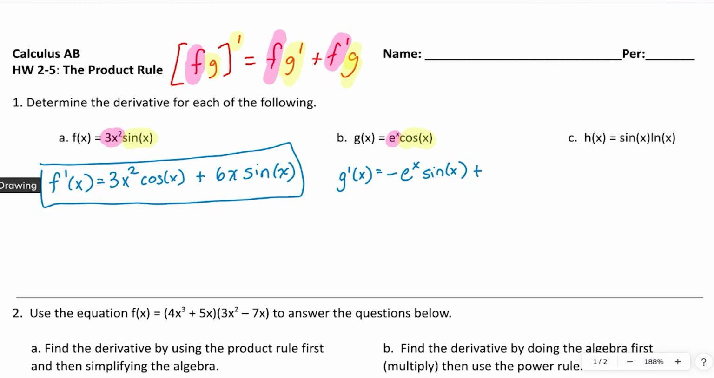Plus the derivative of the first. Now, e to the x is that special function that is its own derivative. So we are taking the derivative here, it's just that nothing really happens. And then multiply that by the second function.